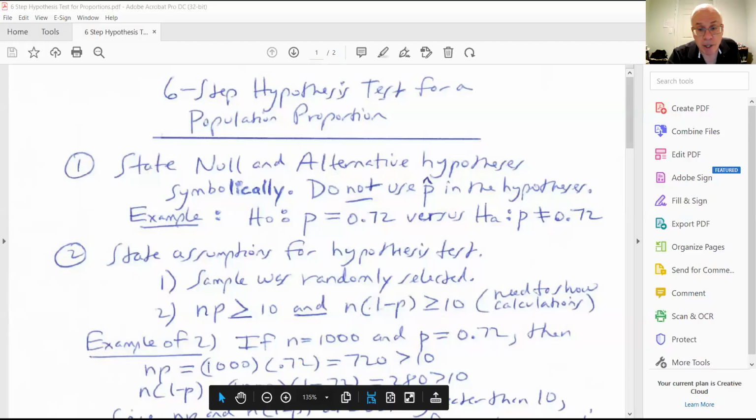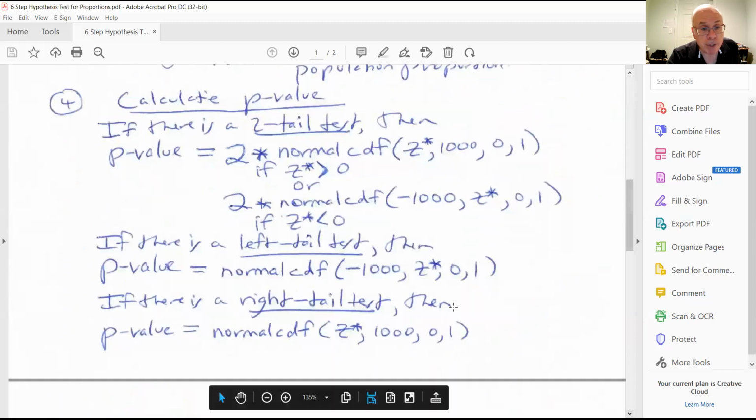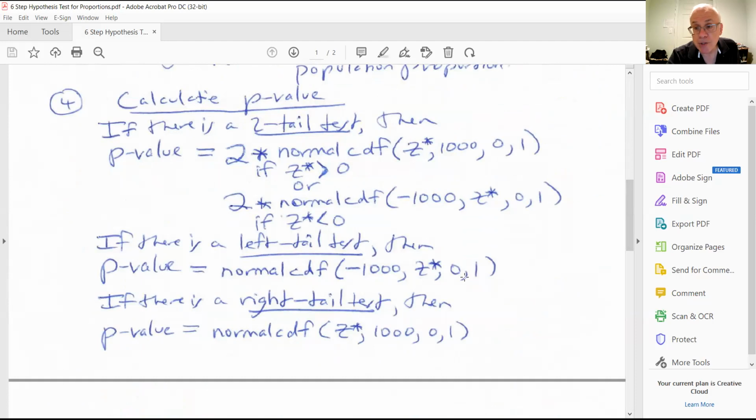Let's once again look at our document, 6 steps. Since it's a left tail test, let's see what the normal must look like. Step number 4, left tail test. The p-value is going to be normal CDF. We'll use negative 1,000 for the left endpoint. The next number is our test statistic, which is the right endpoint. And since this is a Z, our mean is 0 and standard deviation 1. Let's go back to the calculator and actually do this.